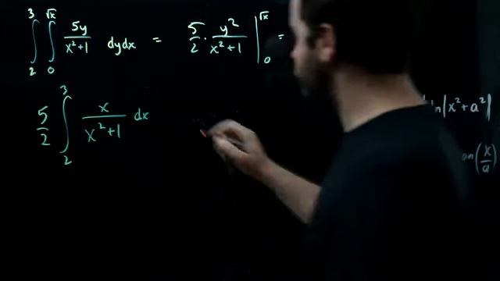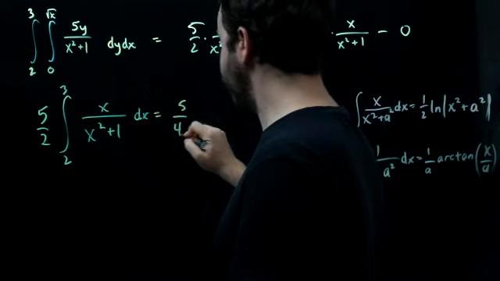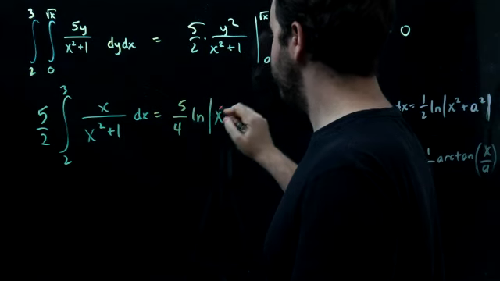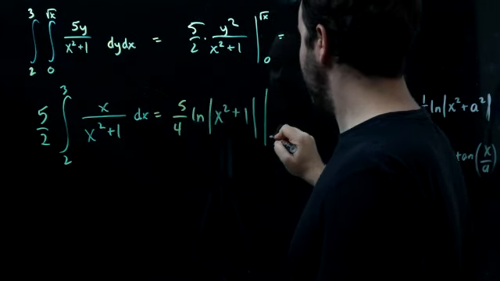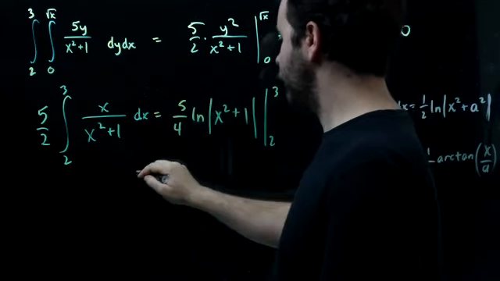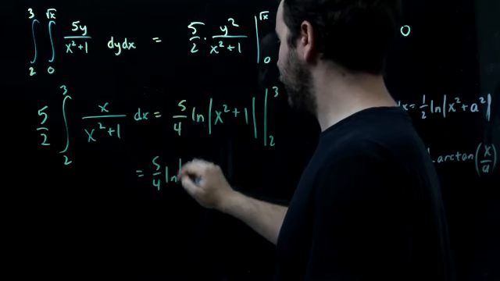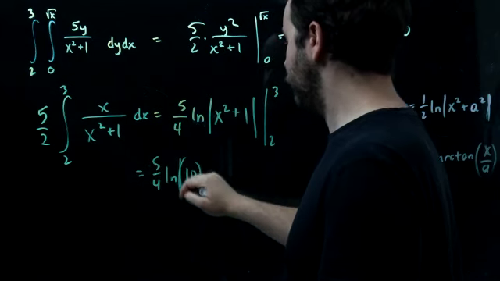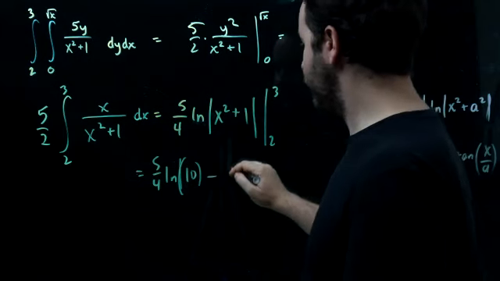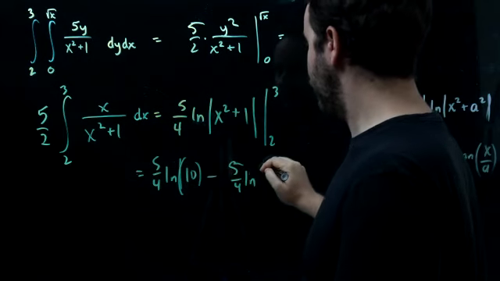So we're going to get 5/4 ln of x squared plus 1, evaluated from 2 to 3. So it's going to be 5/4 ln of 10. You can put parentheses now, we don't need absolute value bars, minus 5/4 ln of 5.